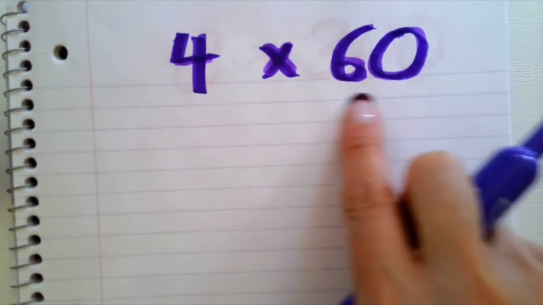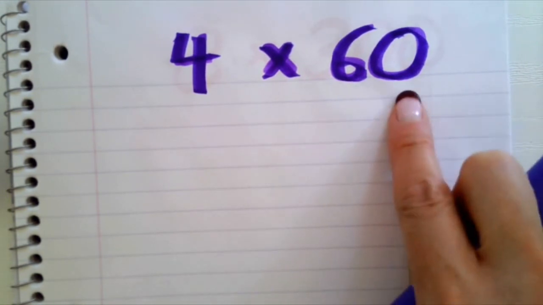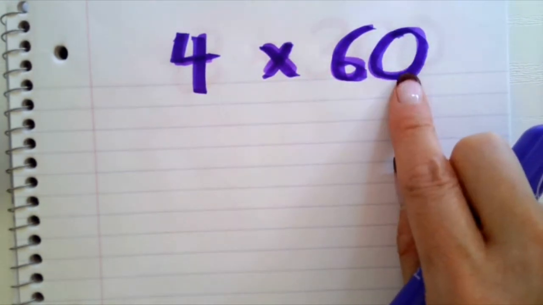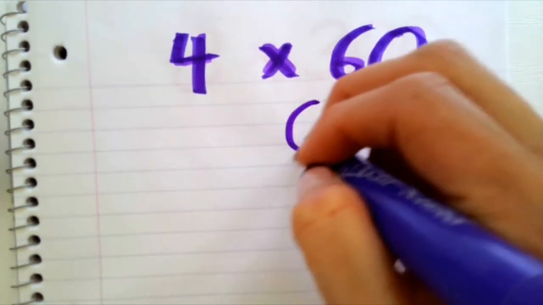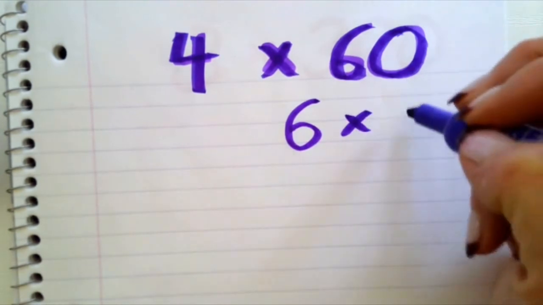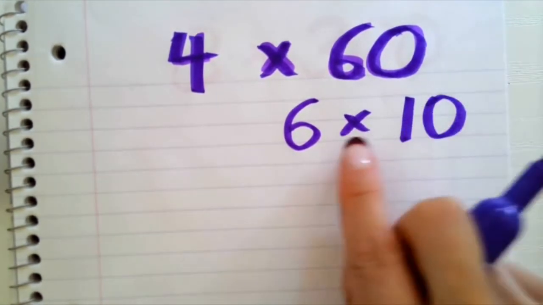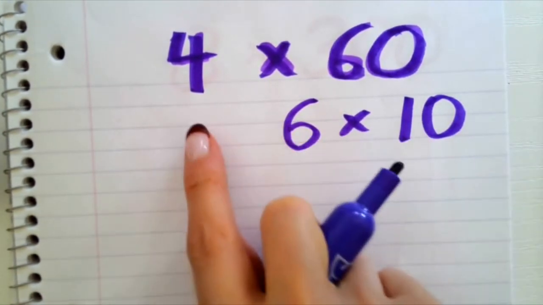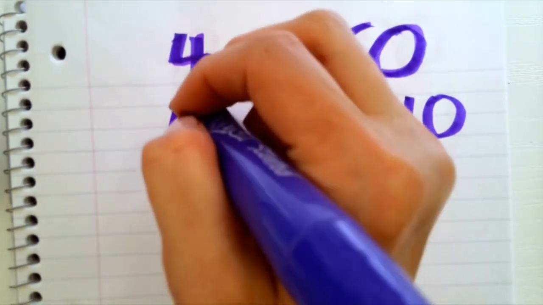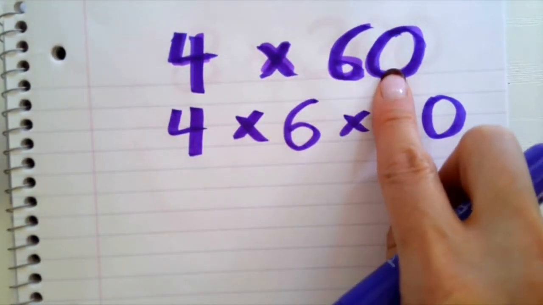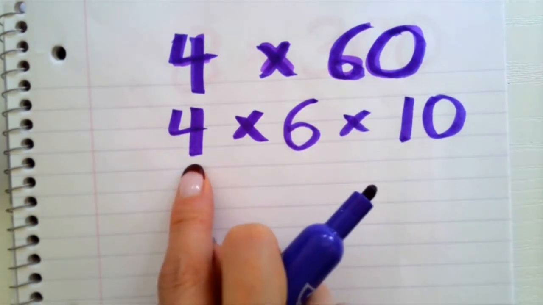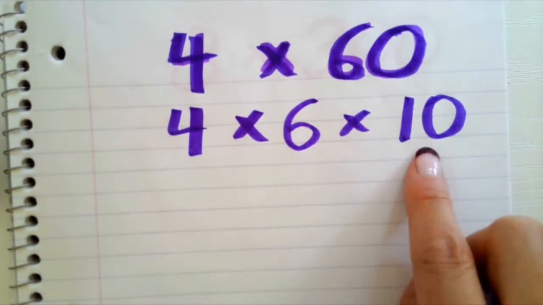60 is a very large factor, but it is also a multiple of 10. So we know we can break this up into 6 times 10. We can put this part over here. 4 times 60 is the same thing as 4 times 6 times 10.